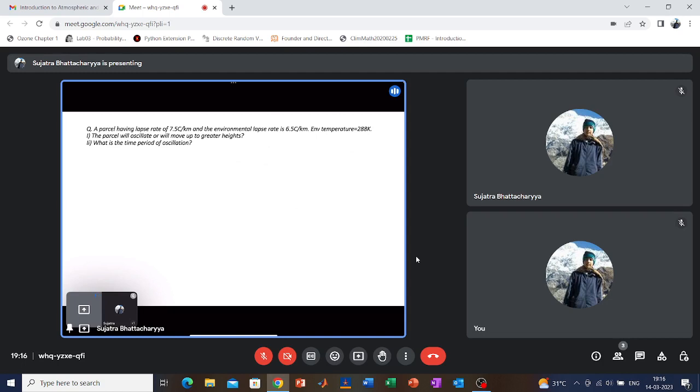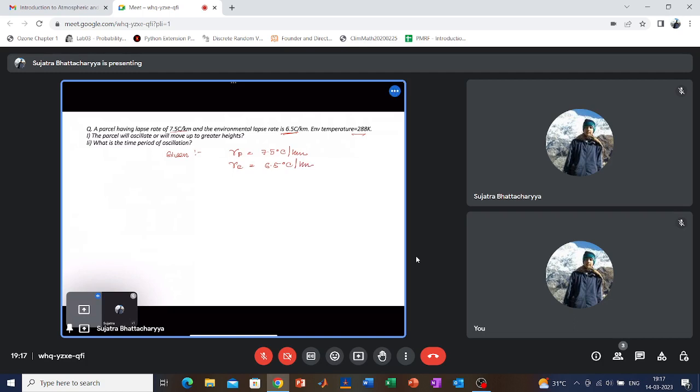Okay, a parcel having lapse rate of 7.5 degrees Celsius per kilometer and the environment lapse rate is 6.5 degrees Celsius per kilometer. Environment temperature is given. The parcel will oscillate or it will move up to a greater heights. Now see, from the given information, parcel's lapse rate gamma P is 7.5 degrees Celsius per kilometer. We have to be very straightforward about this, that lapse rate means rate of decrement of temperature with height. Decrement. So high means at a particular level parcel's temperature is lower as compared to environment. I'm repeating every time. Gamma E is 6.5 degrees Celsius per kilometer.